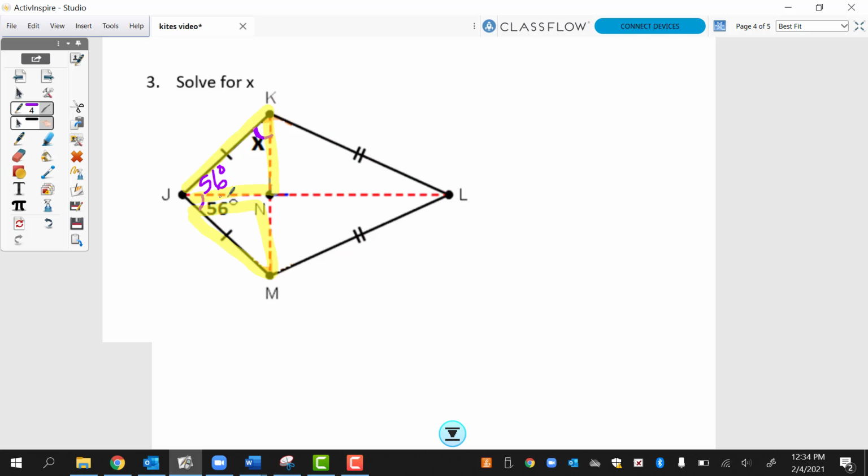I know triangles, all 3 angles in a triangle are going to add up to 180. We learned that last semester. We learned it again when we did polygons.